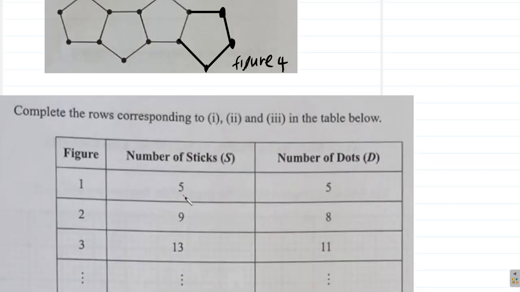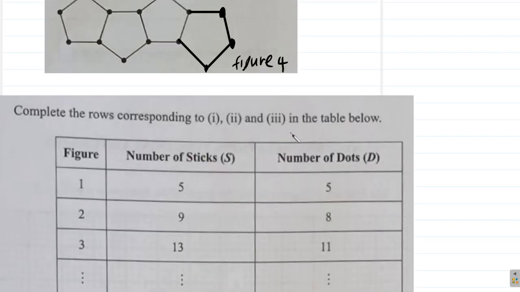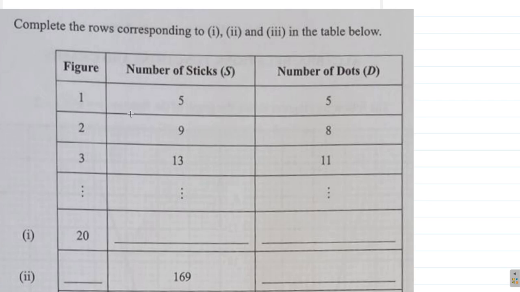Figure 3 has 13 sticks. That will be 9 plus 1, 2, 3, 4. So each time we add 4 sticks. So here, this would be from 5 sticks, 5 plus 4 equals 9 sticks. Okay. And this is 9 plus 4 equals 13 sticks. All right. Now, here we have plus 4. For figure 1, it will be 1 plus 4 equals 5. But let's concentrate on figure 2 going on at first.